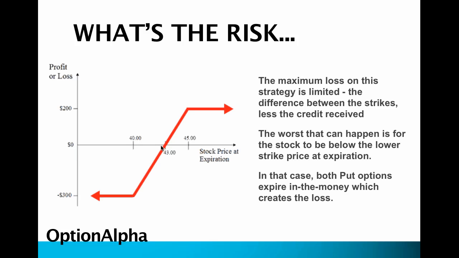The worst that can happen is for the stock to be lower than the lower strike, or to close lower than the lower strike at expiration. So again, this lower strike here where the loss diagram starts to flatline, your losses are capped right here at $300. So anything below 40, if the stock closes anywhere below 40, then your losses are completely and 100% capped. You cannot lose a dime more, because in that case, both put options expire in the money, which creates the loss.